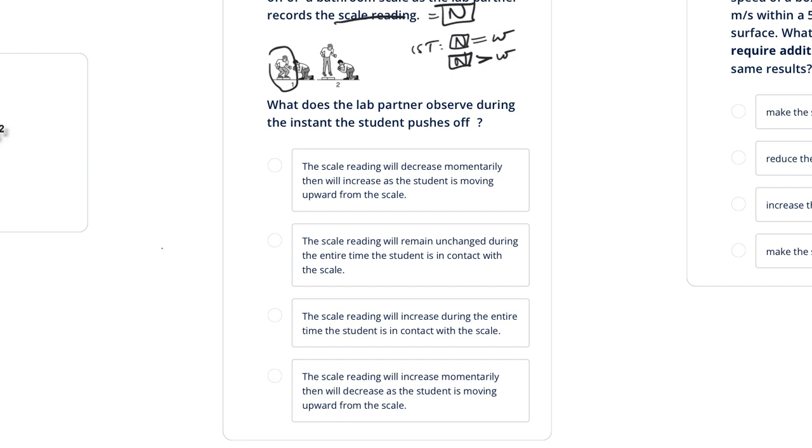And then as he rises off the scale, the normal force will go back to zero. Zero at the point that his feet have left the scale. So normal force decreases back to your normal weight, but then continues to go to zero. So that would be, if you look at this, that would be our last choice.